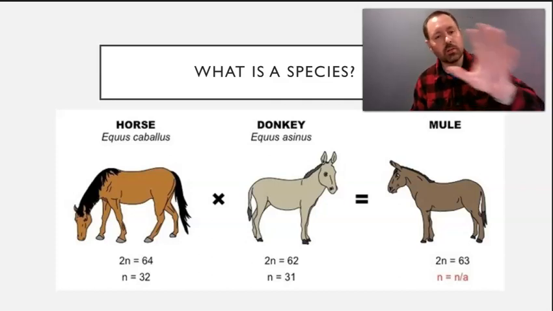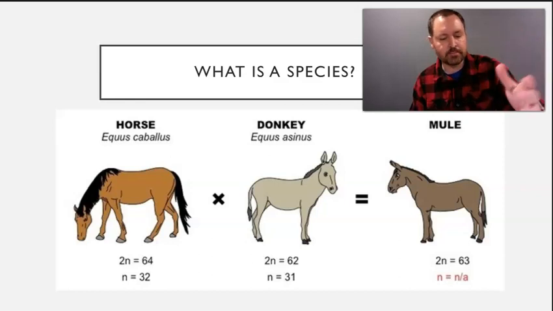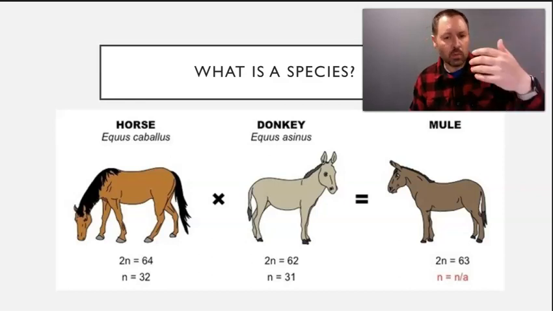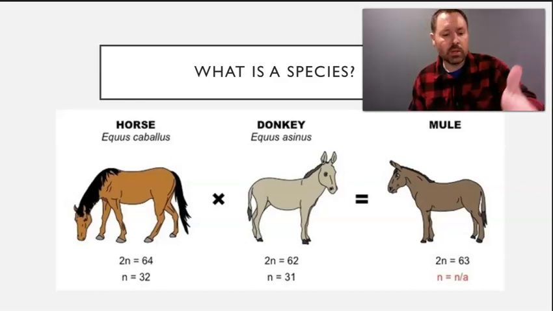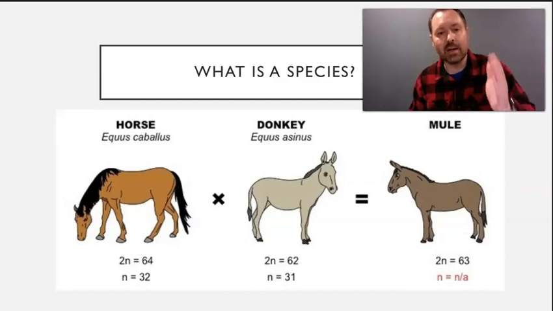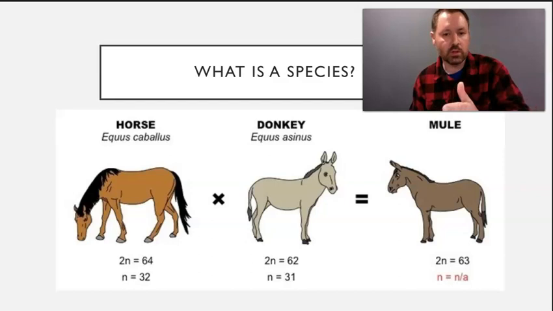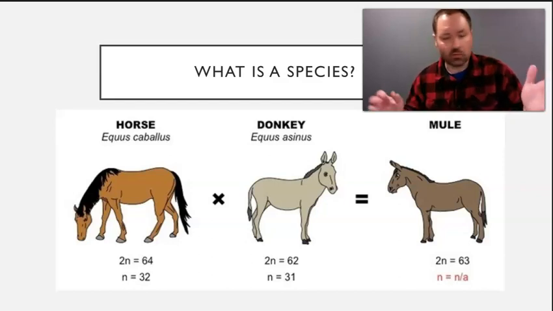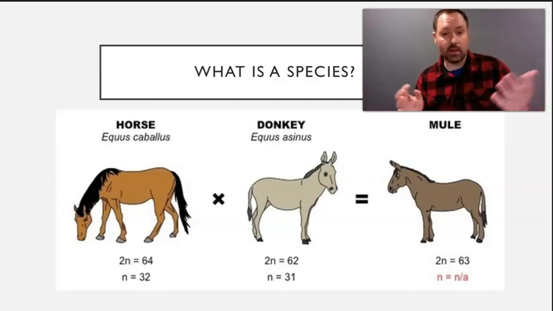Now, remember when we talked about mitosis and meiosis? Well, when it comes to meiosis, we can't divide 63 evenly in half. And since we can't divide it evenly in half, it's unable to make the reproductive cells necessary in order for it to reproduce. So therefore, a mule is not a species because mules cannot make more mules. You cannot have several mules breed with each other to make more mules. It's impossible. You can't do that.